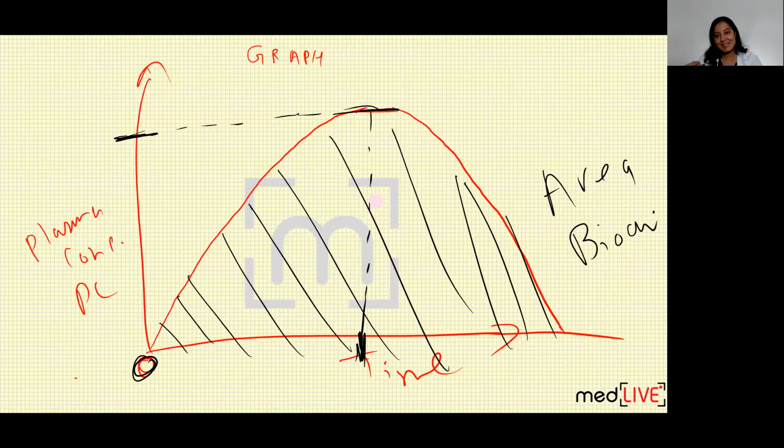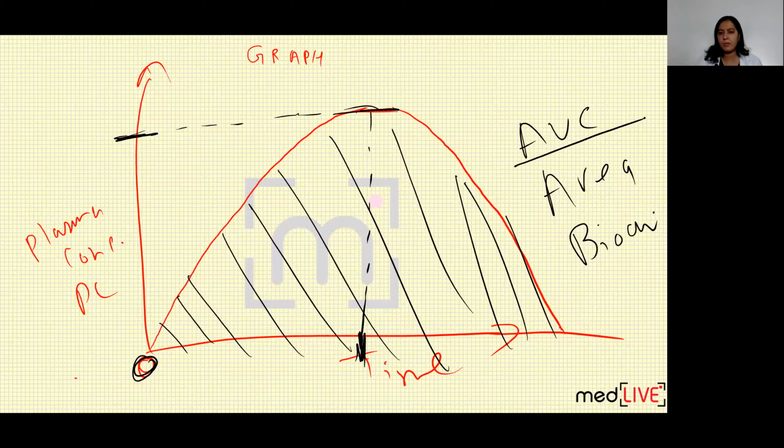So bioavailability is calculated as the area under the curve. It is known as AUC, area under the curve. Which two? I have drawn the curve between which two things? That is plasma concentration and time. So if I have taken these two things on the two axes and plotted a graph, then the area under that curve, we can calculate like the area of a triangle.